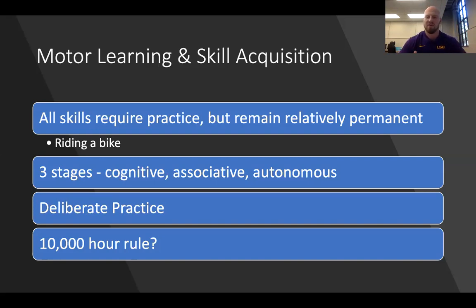We also need deliberate practice. You're not going to get better at skills just going through the motions. You have to focus on what skill you want to actually develop to get better at that skill. You have to have deliberate practice. And a lot of people talk about the 10,000 hour rule. I think it's a good rule to have.